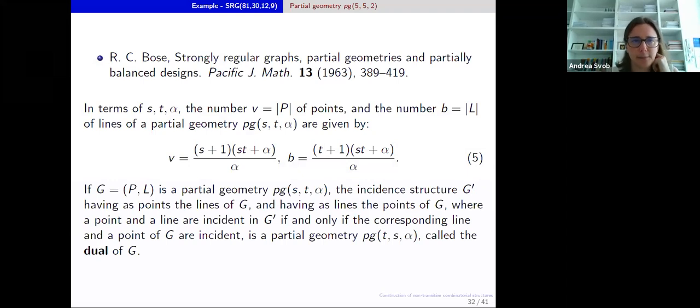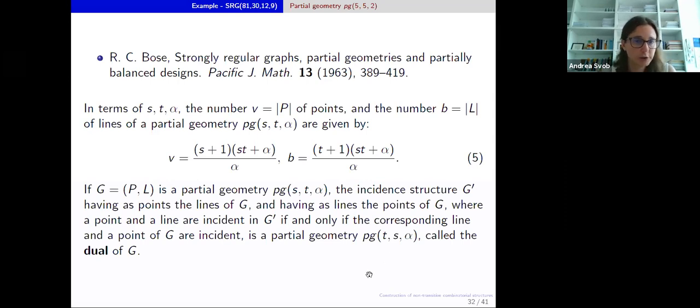In this very nice paper, Strongly Regular Graphs, Partial Geometries, and Partially Balanced Designs, written by Bose, there are many nice results about partial geometries. So, in terms of the parameters S, T, alpha, we can calculate the number of points and the number of lines of a partial geometry, and it is easily calculated. You have a formula for obtaining how many points and how many lines you have.